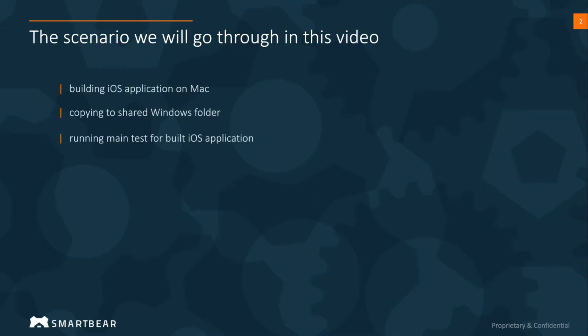So let's imagine a scenario. As a QA engineer, you need to write a test for checking some iOS application. Before the test run, you need to build this application on a remote Mac computer and then copy it to a Windows folder. First, you need to connect to the remote Mac and write two bash scripts.